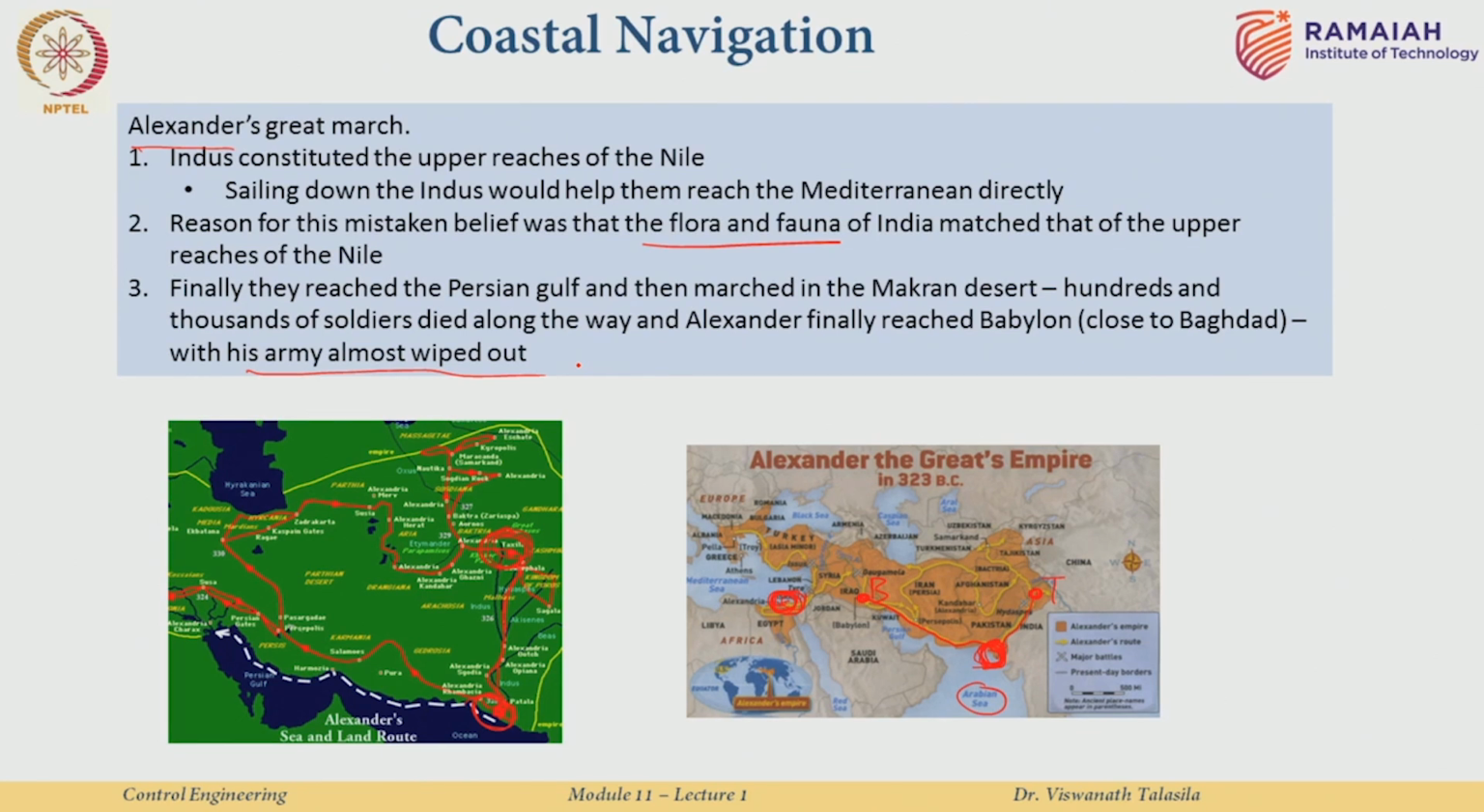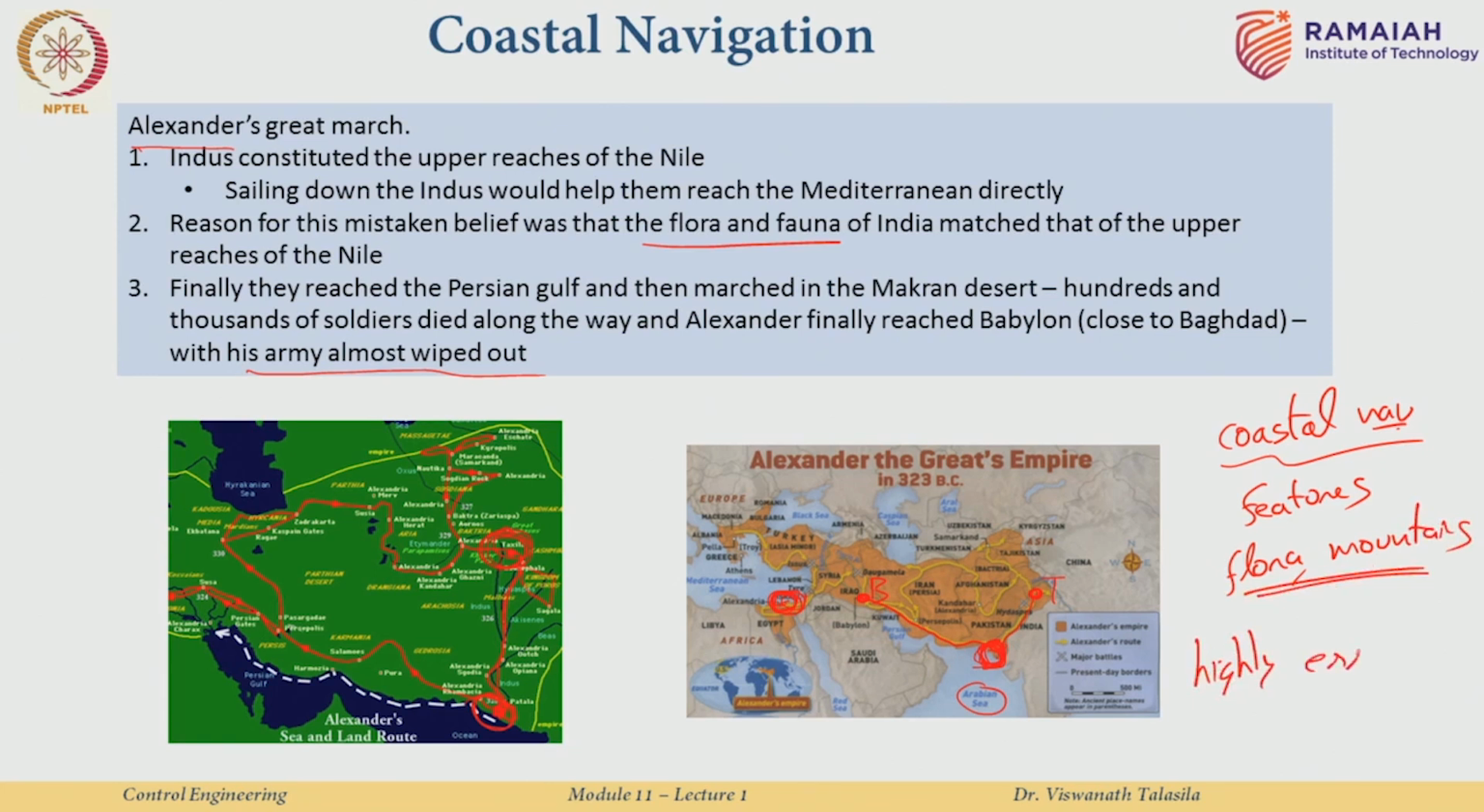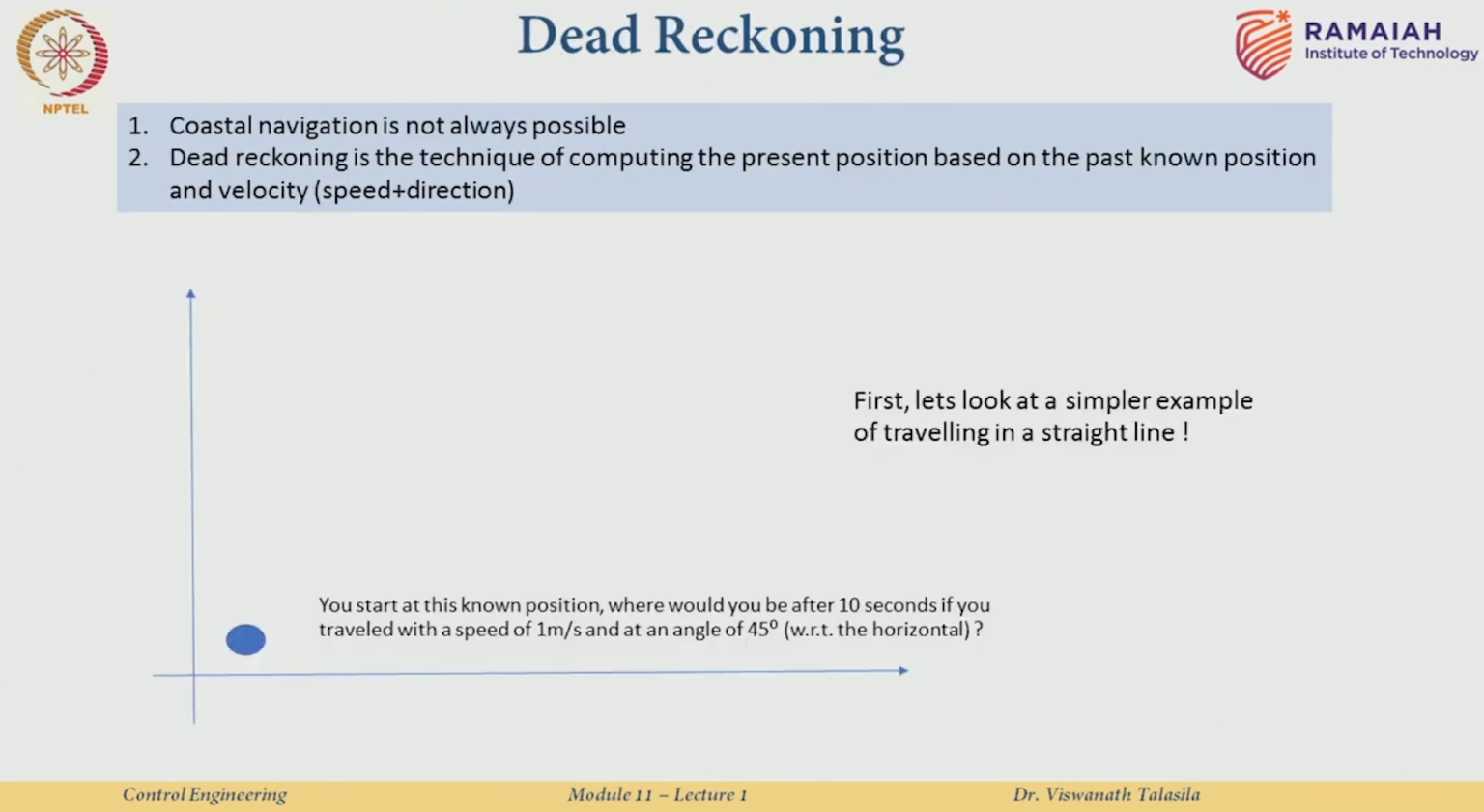So, the story here is that coastal navigation, which is built on using certain features like flora, the mountains along the coast and so forth, can be highly erroneous. And we will see that this is a typical feature of most navigation techniques, alright. So, that is about coastal navigation.